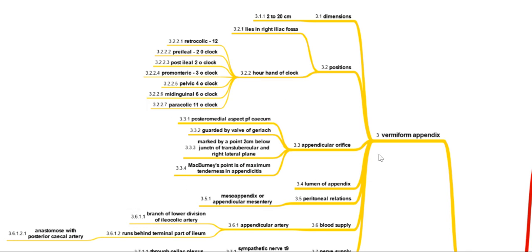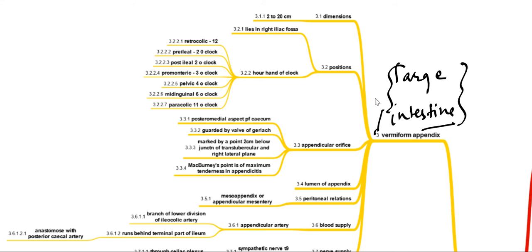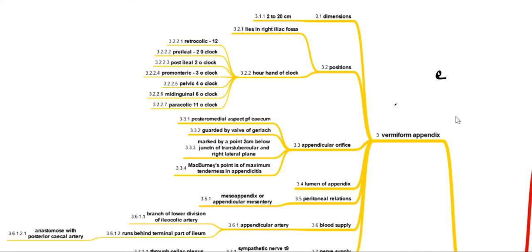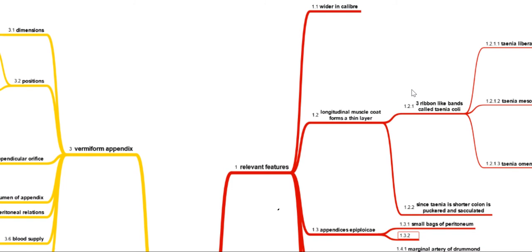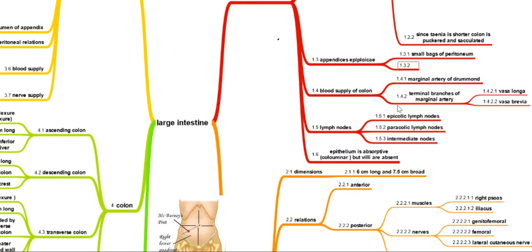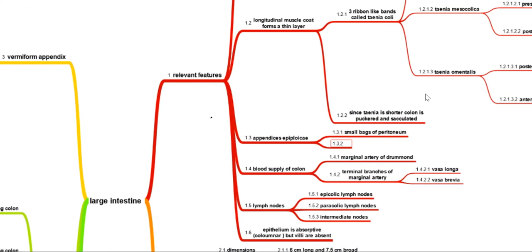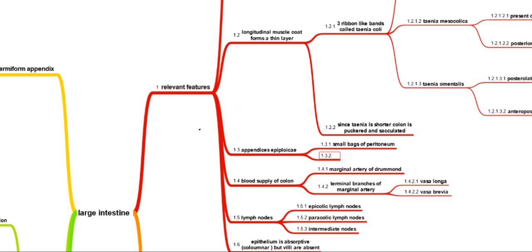Today we are going to discuss the large intestine. The large intestine is a very large tubular organ present in the abdomen. It is helpful for digestion and absorption of food. First of all, we will see its special or relevant features.